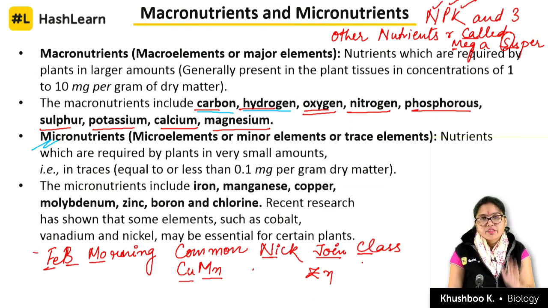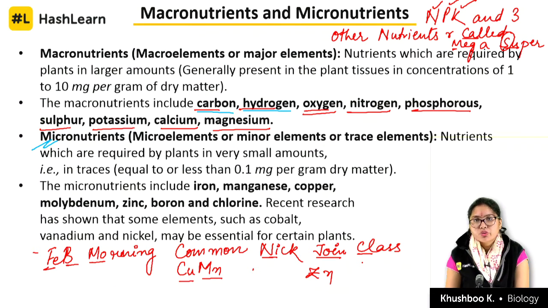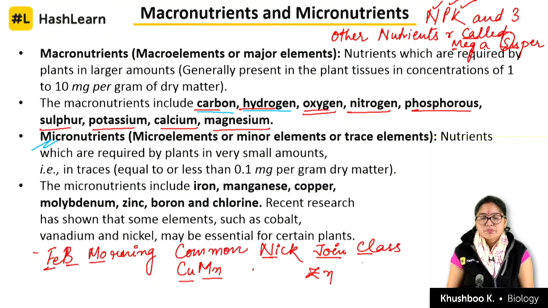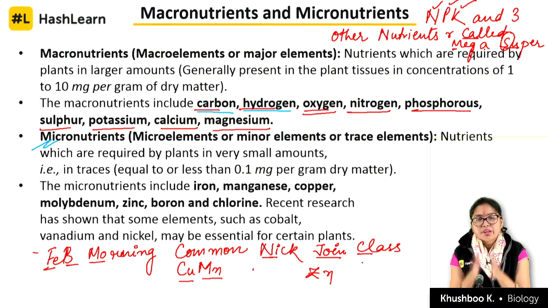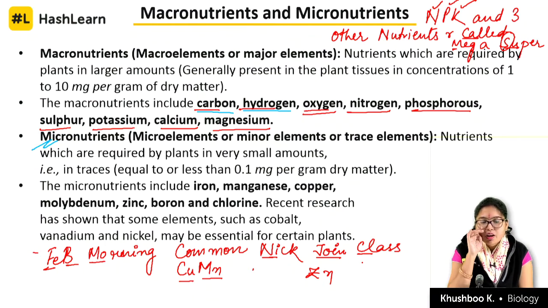So that way you can remember the micro and macronutrients, because these elements keep on confusing people as to where it should be micro and macro. That is why I have taken a little extra time to say that you should remember it, because this is what will be needed in this entire chapter and even while solving the questions. Okay. So recent research has shown that some elements such as cobalt, vanadium and nickel may be essential for certain plants. Okay.